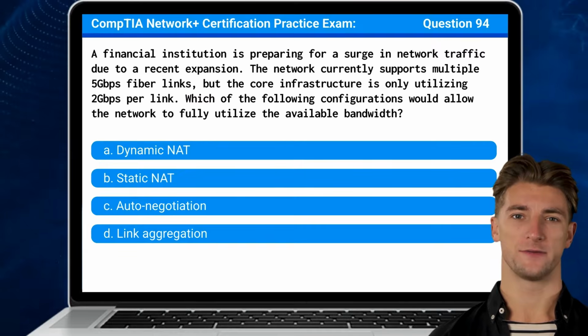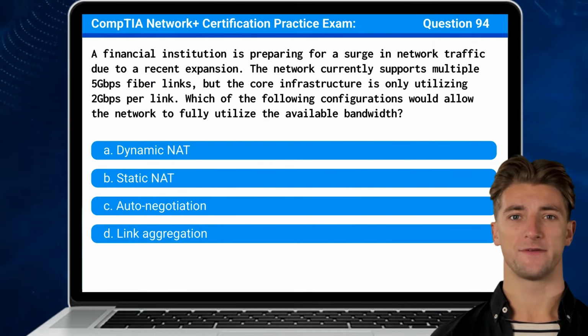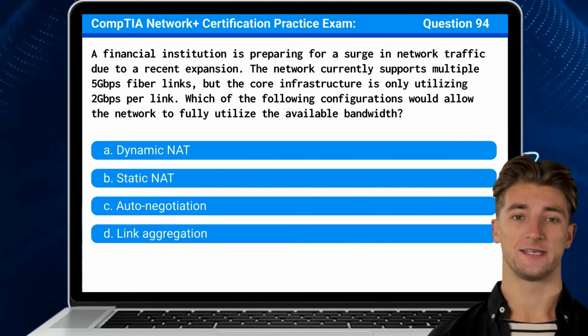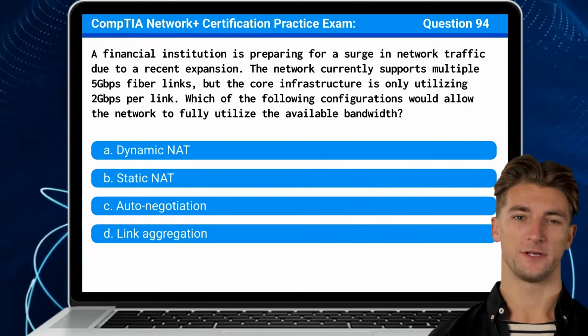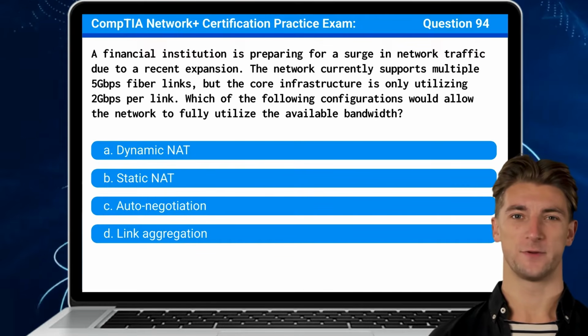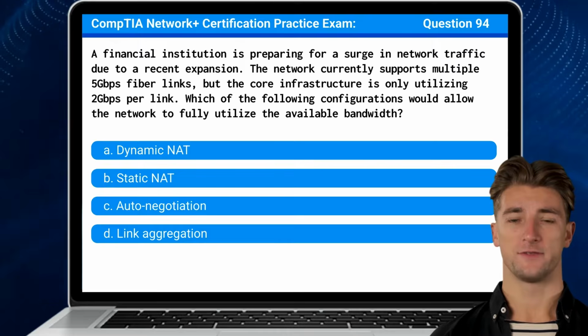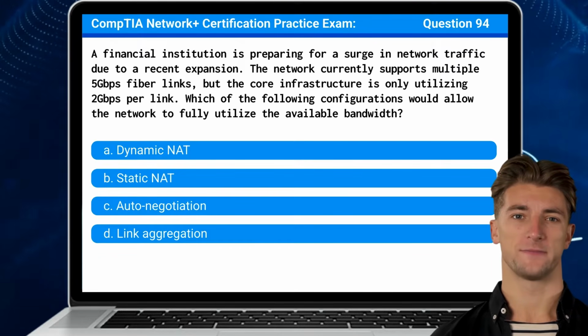Question 94. The financial institution is preparing for a surge in network traffic due to a recent expansion. The network currently supports multiple 5 gigabits per second fiber links, but the core infrastructure is only utilizing 2 gigabits per second per link. Which of the following configurations would allow the network to fully utilize the available bandwidth?